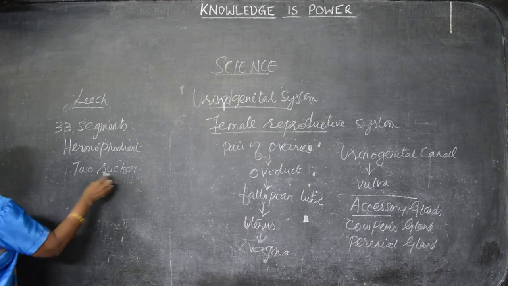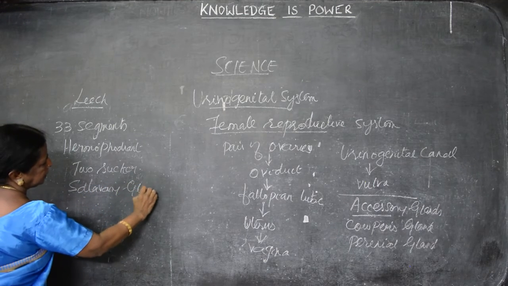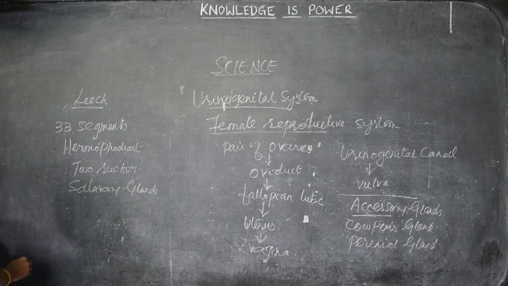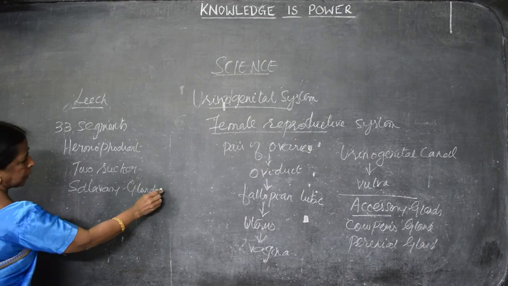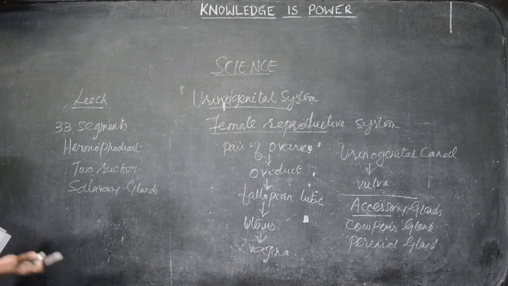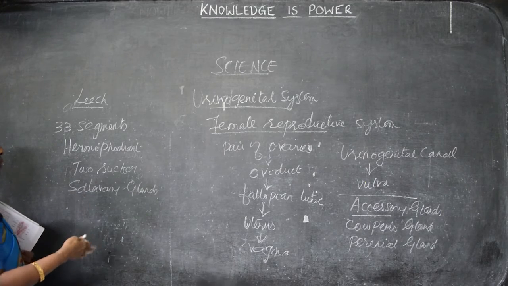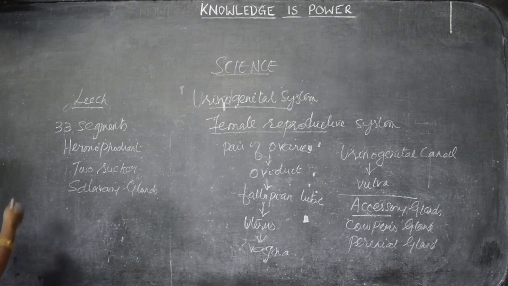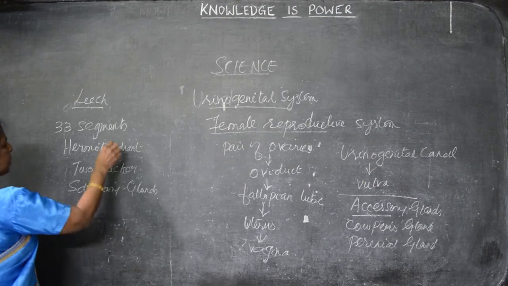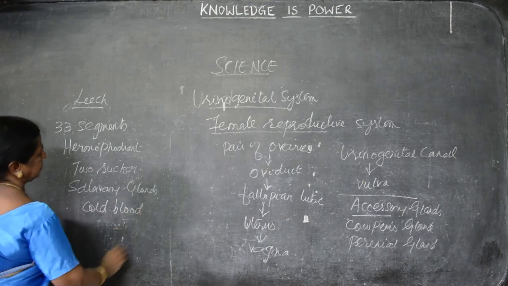There is a pair of salivary glands. The salivary glands secrete a special protein, which helps the leech with the victim's blood so that it should not be coagulated. Coagulated means clotted. Because of that protein, the blood flows easily enough for it to suck. This is a special adaptation of the leech. It is a cold-blooded animal, that is, its temperature does not remain constant.